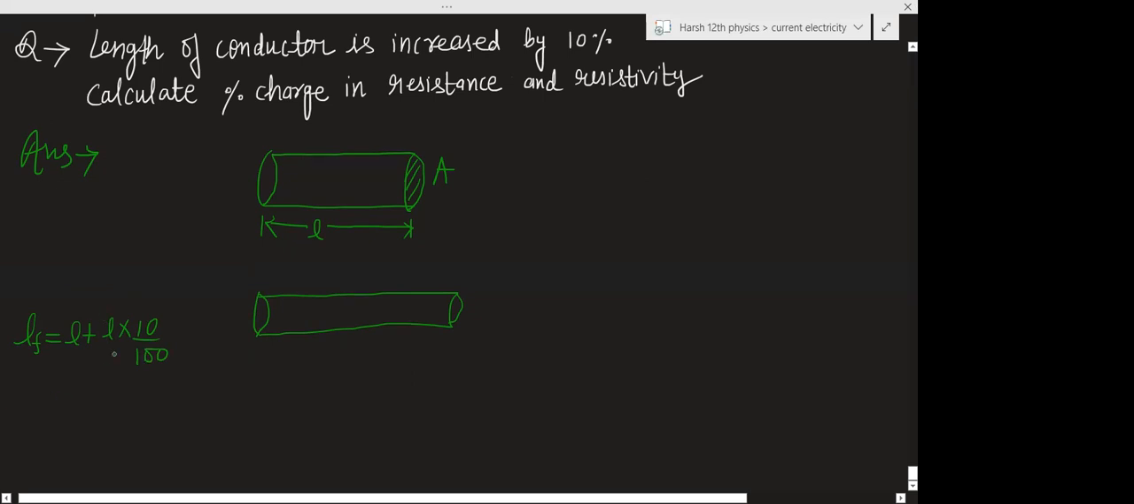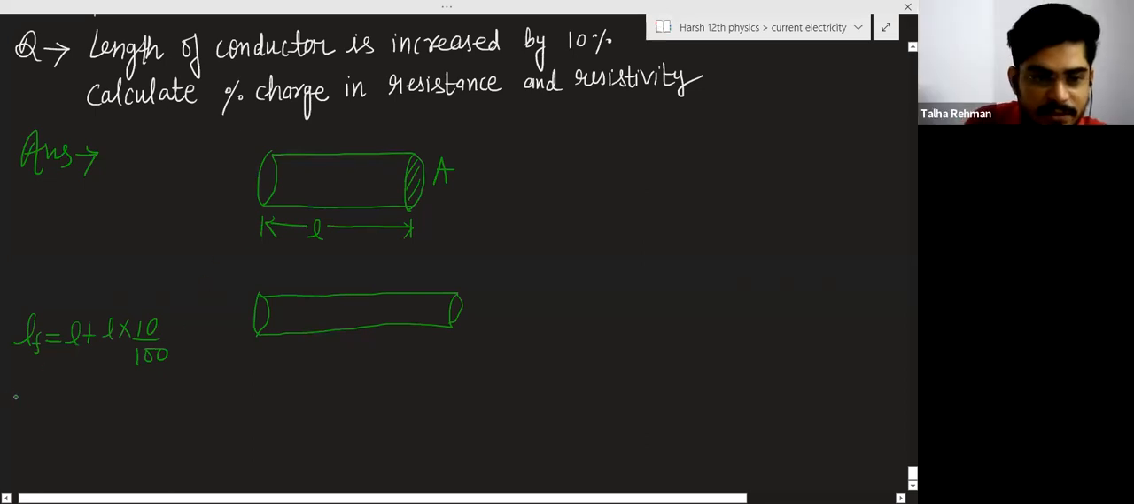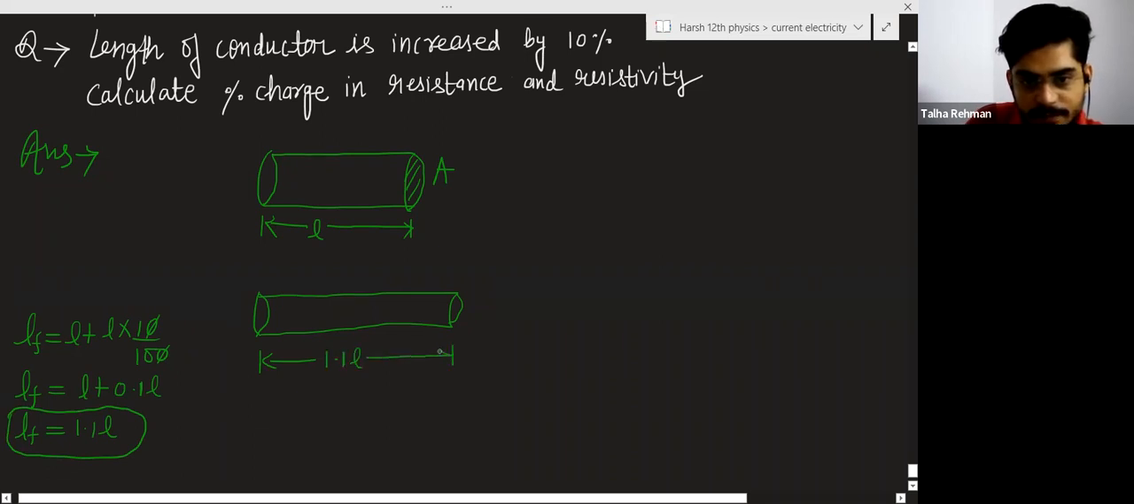You are increasing the length by 10%. So the final length will be L plus 0.1 L, which is 1.1 L. This is the final length.